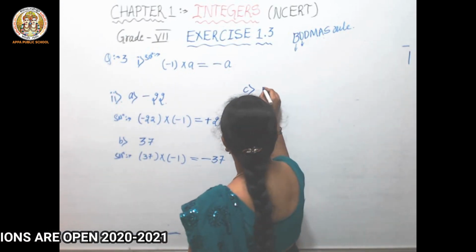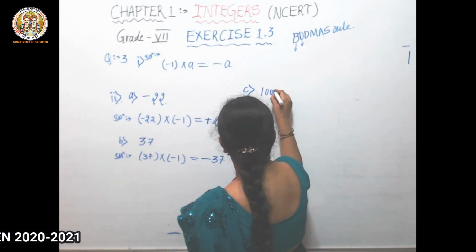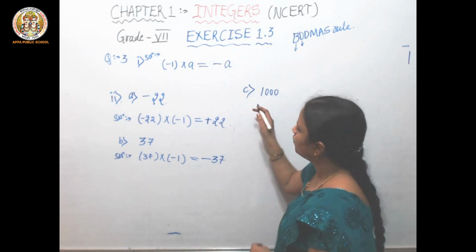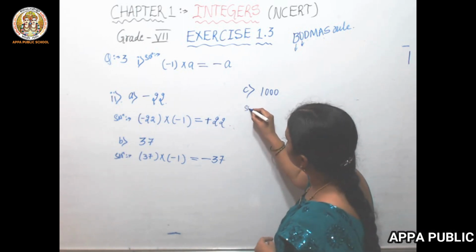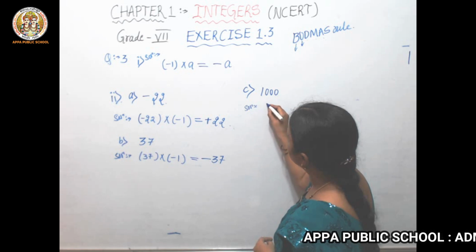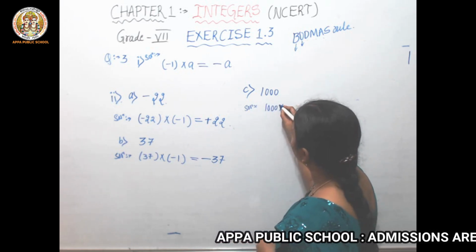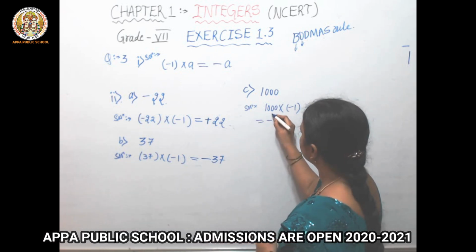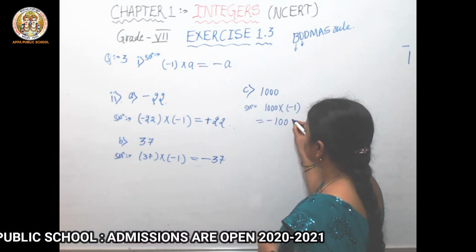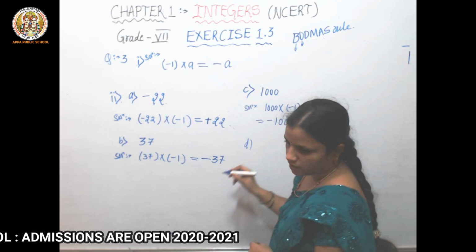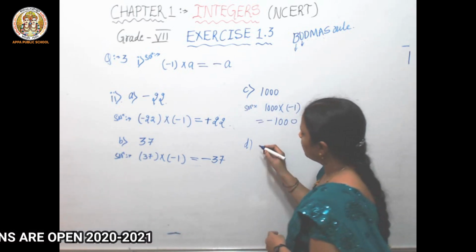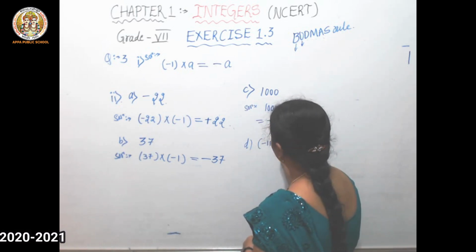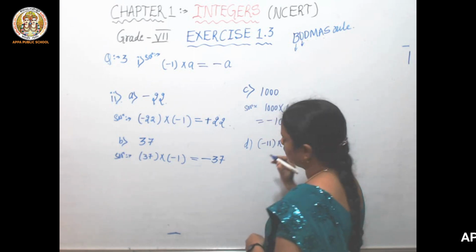Thousand. Okay, thousand into minus 1. 1000 into minus 1. So it has a plus into minus as minus, 1000 into 1 as 1000. The next one is D. D as minus 11 into 5.